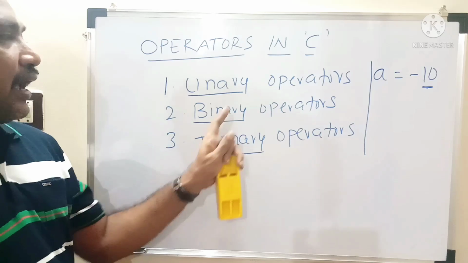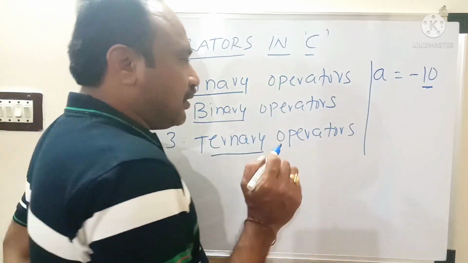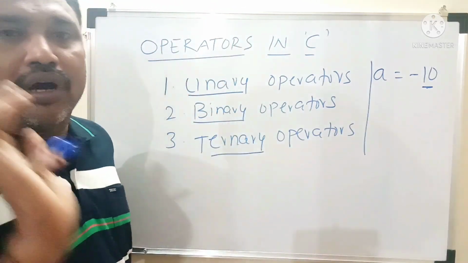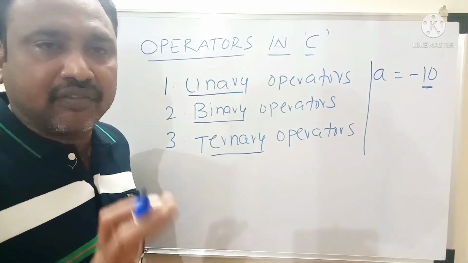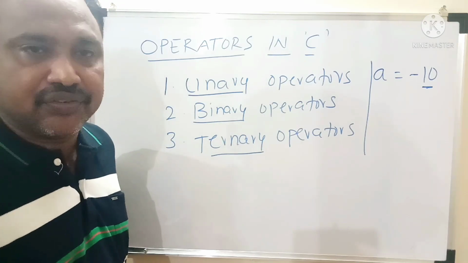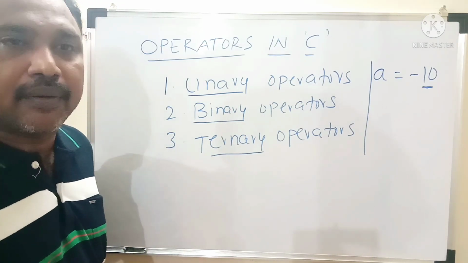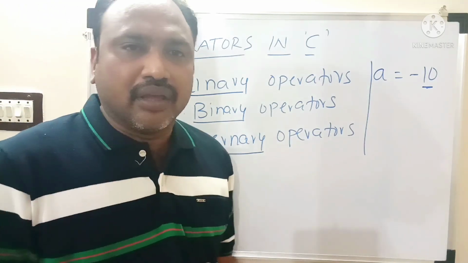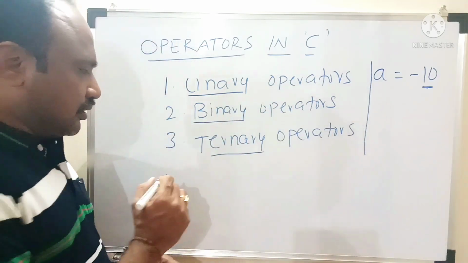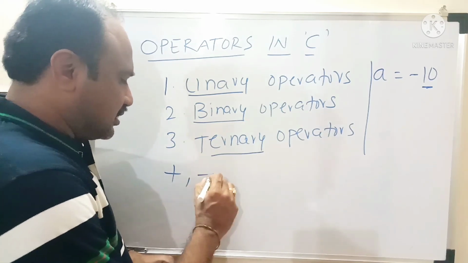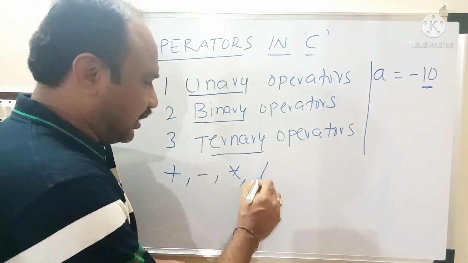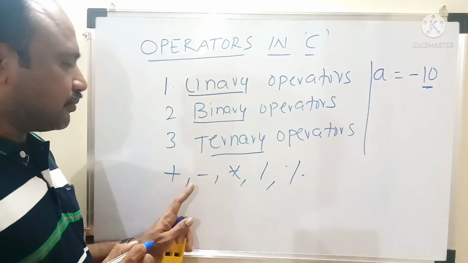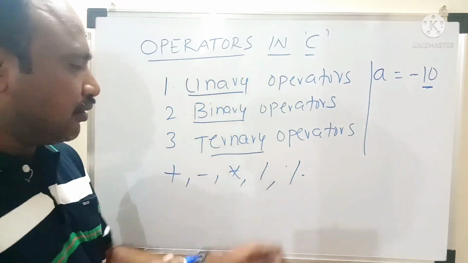Next, binary operators. Binary means 2. An operator that requires at least 2 operands is referred to as a binary operator. Most of you know that operators means plus, minus, star, divide by, mod.